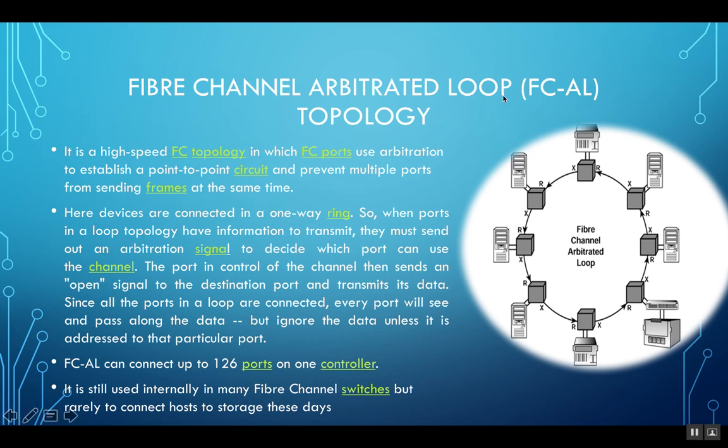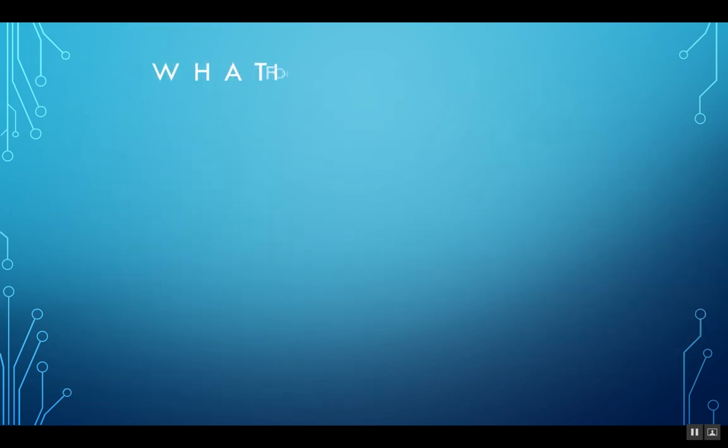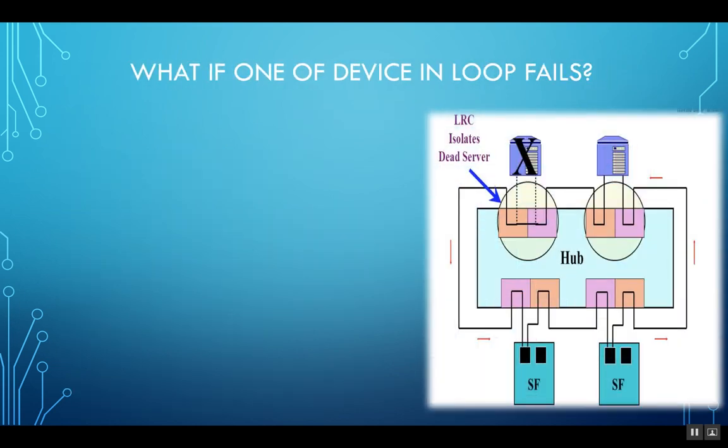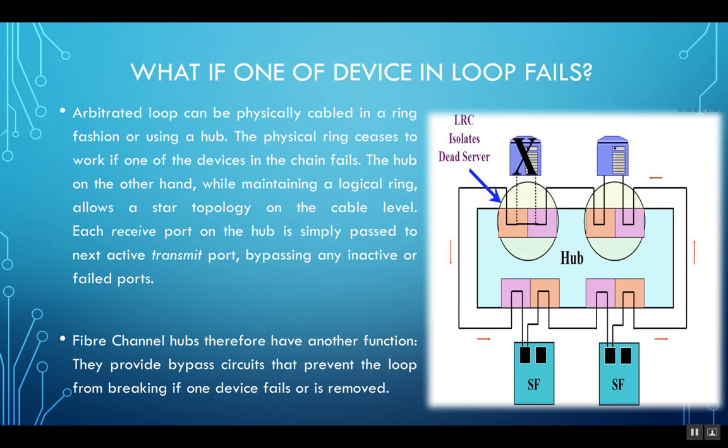So as you can see in this, there is one ring topology which is working serially. If one of the devices in this loop fails, what happens? Your data gets lost? Yes, it will. But in order to prevent it and to at least make sure that your data reaches its destination, hubs were introduced. What a hub will do is isolate the dead server and pass the connection basically through the cables.